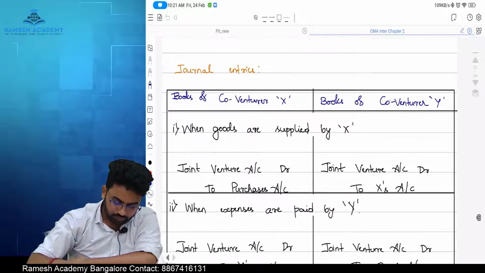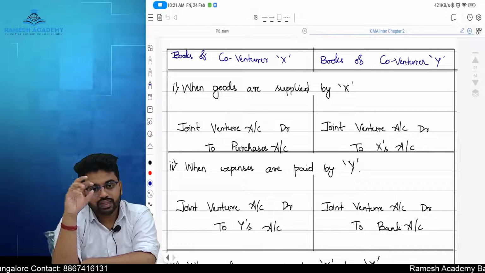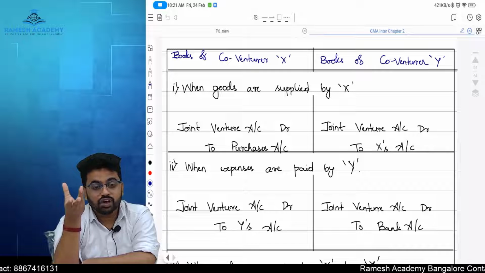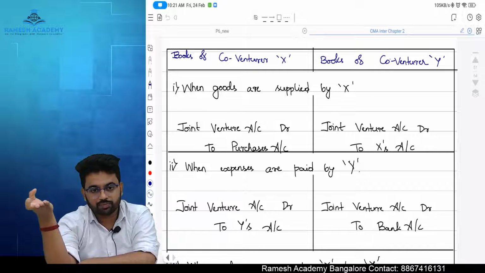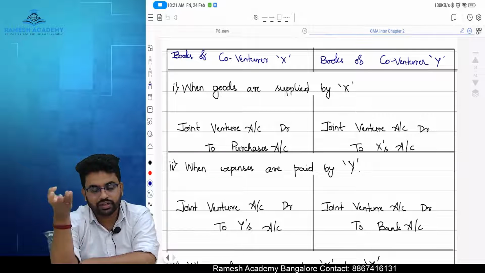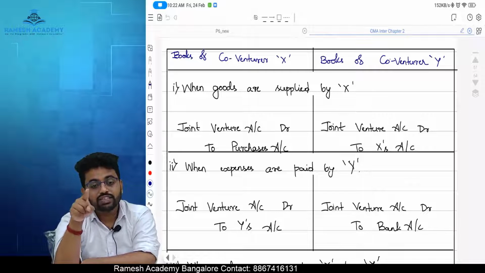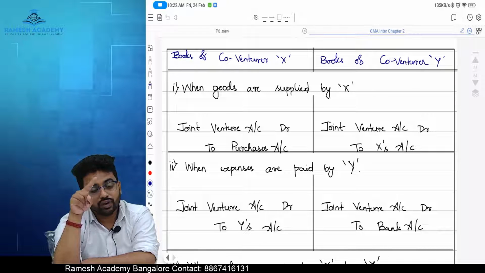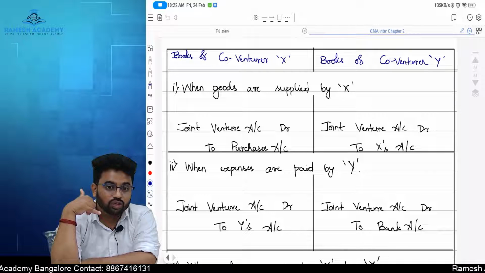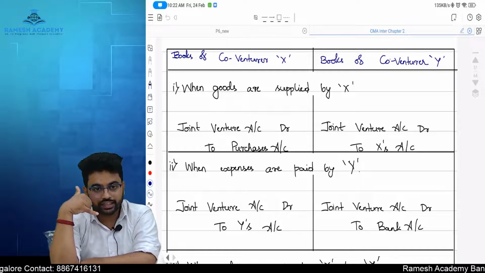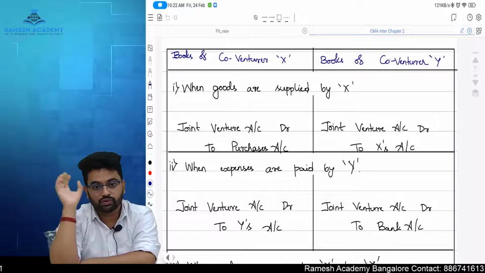Fine. Next, let us assume the expenses are paid by Y. When the expenses are paid by Y, of course, in the book of Y, what will it be? Joint venture account debit to bank account, because he is paying from his bank account. Whereas in the books of X, it's not his money, it's the money of Y, which means Y will become a creditor of the joint venture. So X received a call and he was like, okay, you spent certain expense, I am recording it right now. So he recorded it as joint venture account debit, as it's an expense, to Y account.